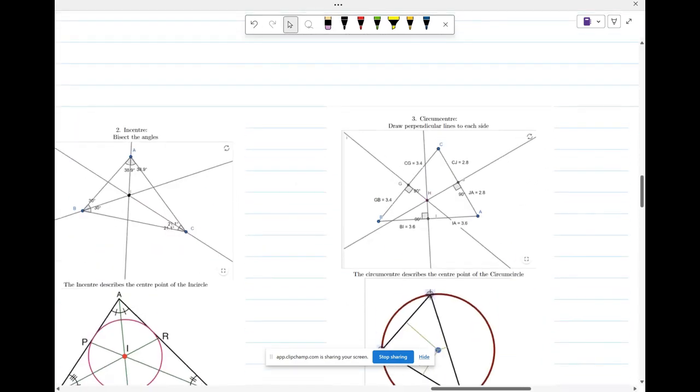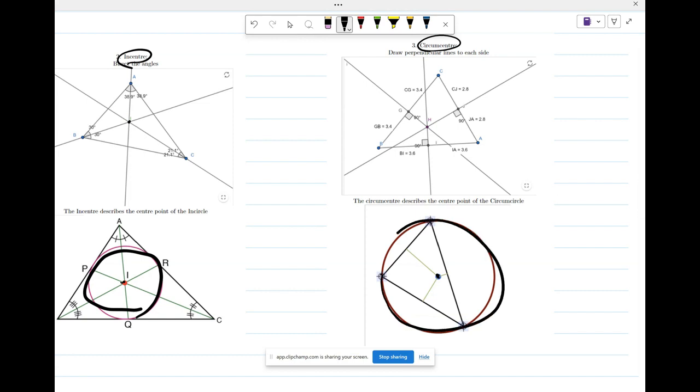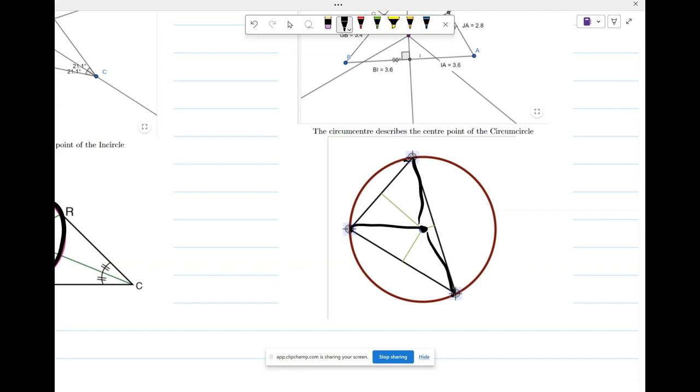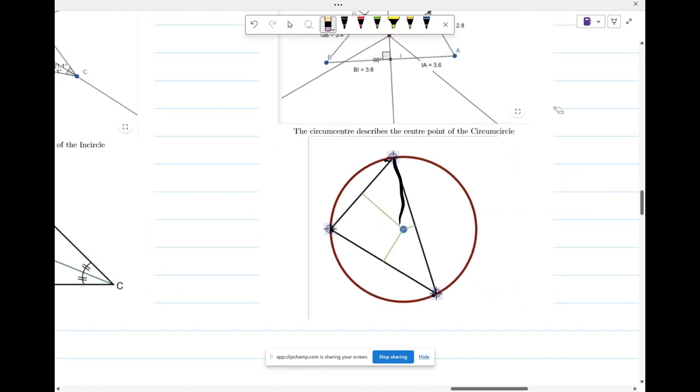Okay, so on to the next one. The next one is similar. It's the circumcenter instead of the incenter, and it's similar because instead of a circle inside the triangle, now it's a circle outside. It has to be outside. So it's a circle that connects all 3 points of the triangle. This circle is equidistant from all 3 corners, not all 3 sides. This circle is equidistant from all 3 sides. This circle is equidistant from all 3 corners.